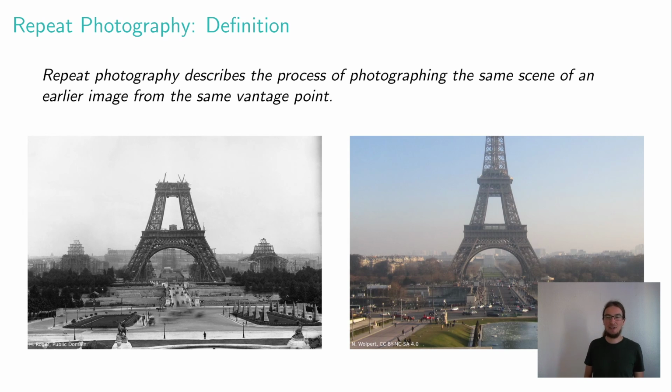Repeat photography is defined as rephotographing the same scene from the same vantage point or camera point at different points in time. So in this example we see here the Eiffel Tower during construction, and in the contemporary image here on the right side we see the tower completed as it's present today.